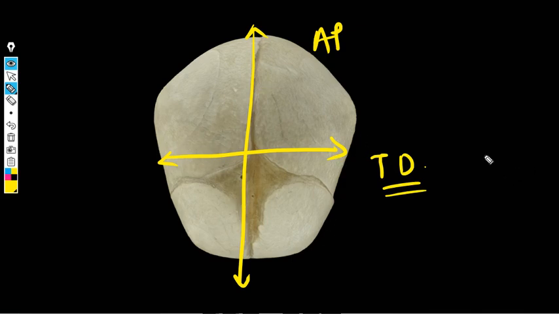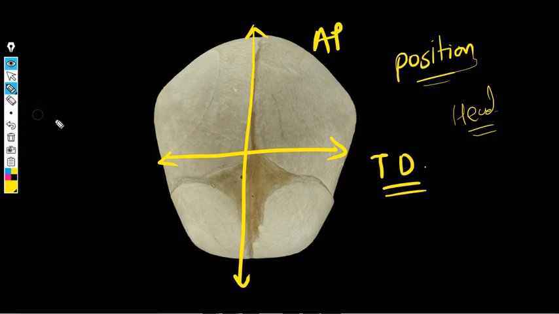Now there are various anterior posterior diameters according to the position of the head, whether it is completely flexed, completely extended, or partially extended. We have three different kinds of presentations of the fetal skull, and according to them we have the engaging diameter of the fetal skull. Engaging anterior posterior diameter. We are talking about anterior posterior diameter here. Let's see.